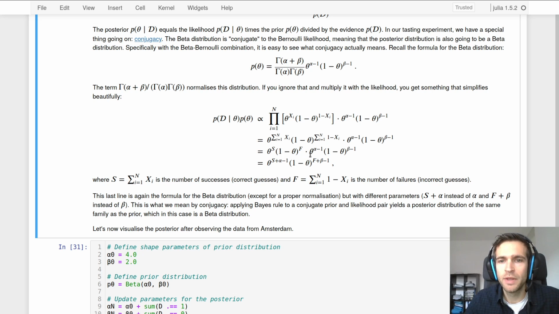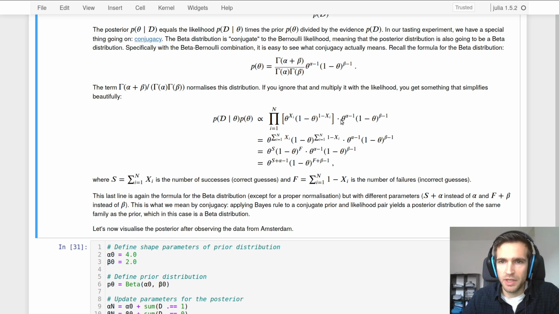the power f times theta to the power alpha minus 1 times 1 minus theta to the power beta minus 1. So you can see this simplifies quite nicely, and this once again produces a theta to the power s plus alpha minus 1 times 1 minus theta to the power f plus beta minus 1, and this is proportional to another beta distribution. So this is what conjugacy means. You can simplify the product of the likelihood and prior into a functional form which is equivalent to the functional form of the prior.